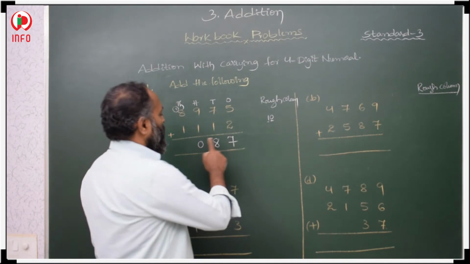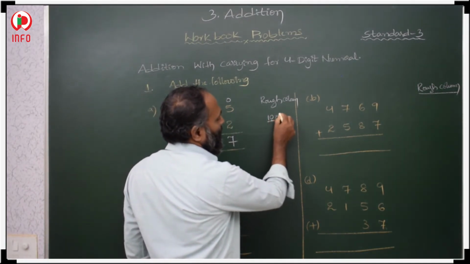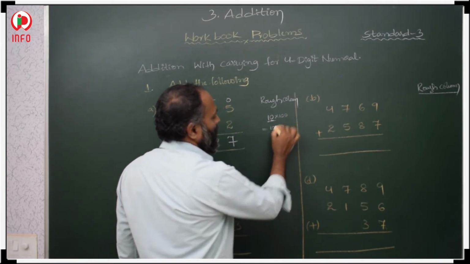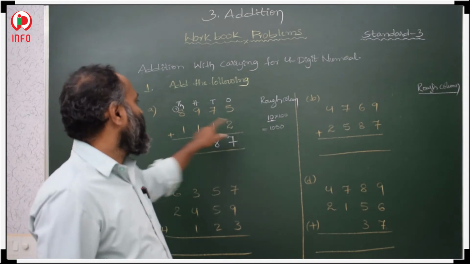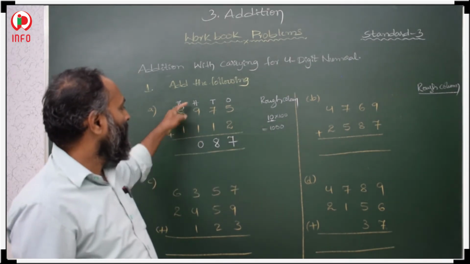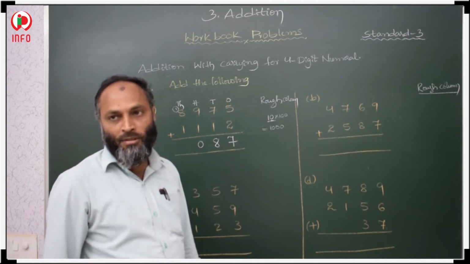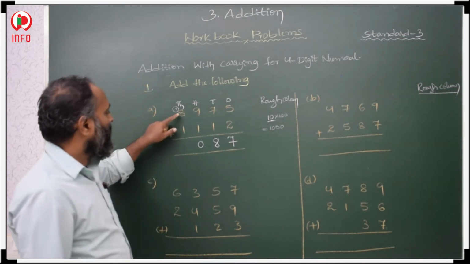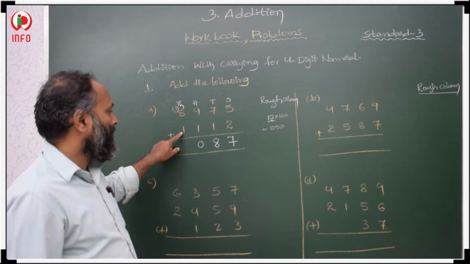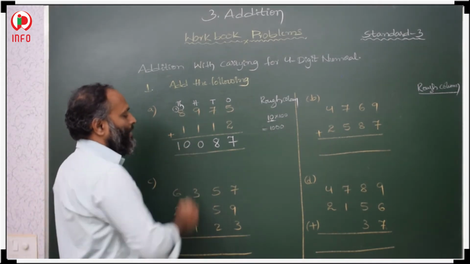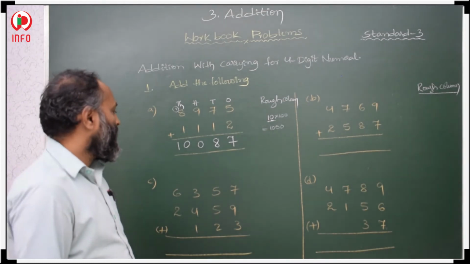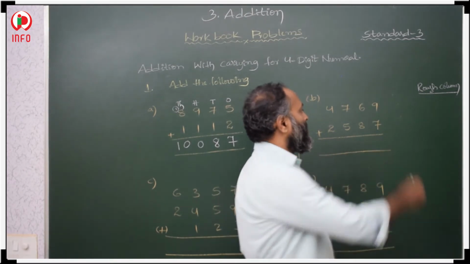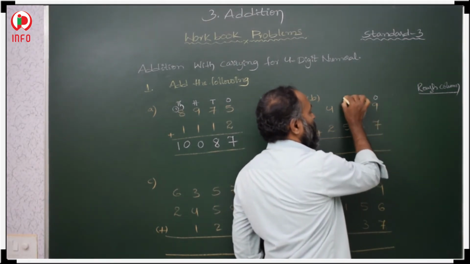It means 10 hundreds: 10 into 100 is equal to 1000. So we take that 1000 to the thousands place, and 0 hundreds are left. In that way we have to take carry. Next 8 plus 1, 9. 9 plus 1, 10. Complete 10 you have to write here, because that is our last digit.